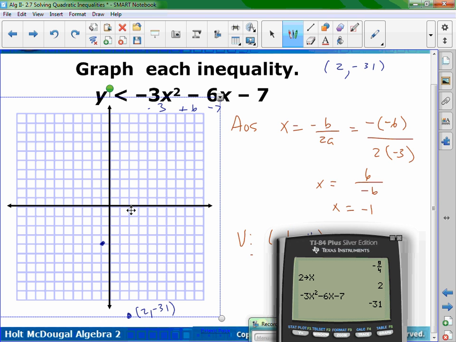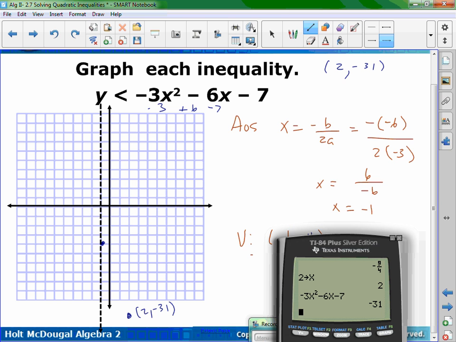What do we know about parabolas? What happens through the vertex or through the AOS? What do I know about the AOS in a parabola?